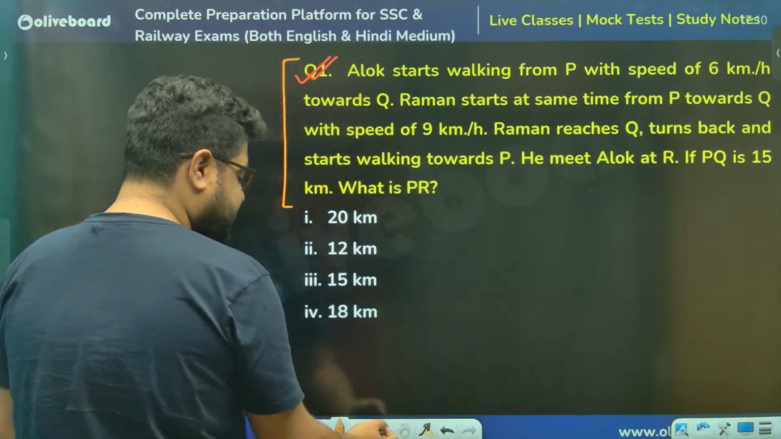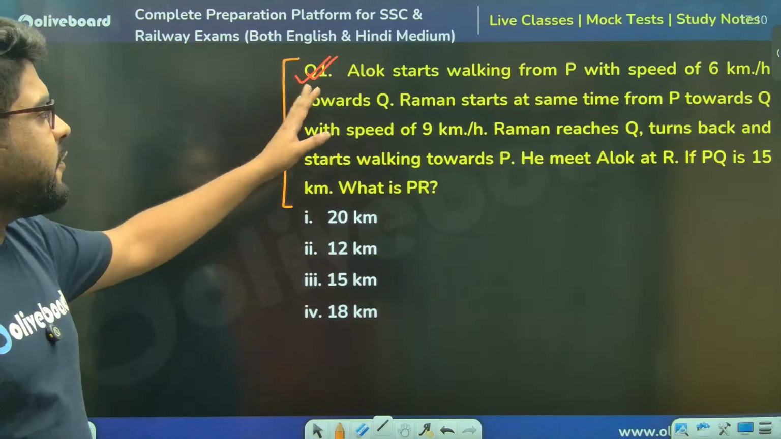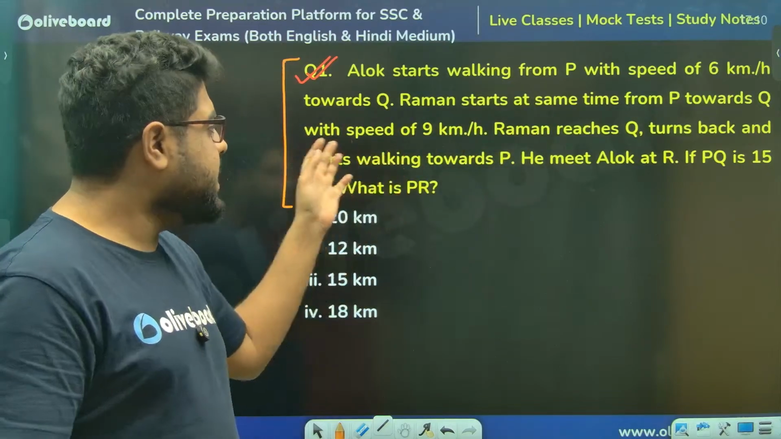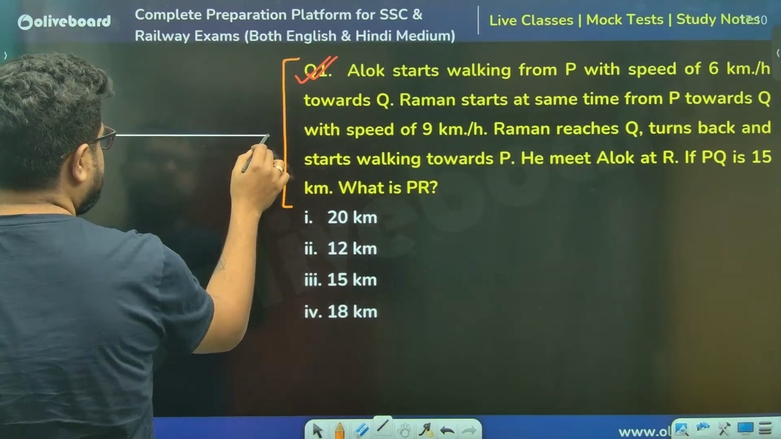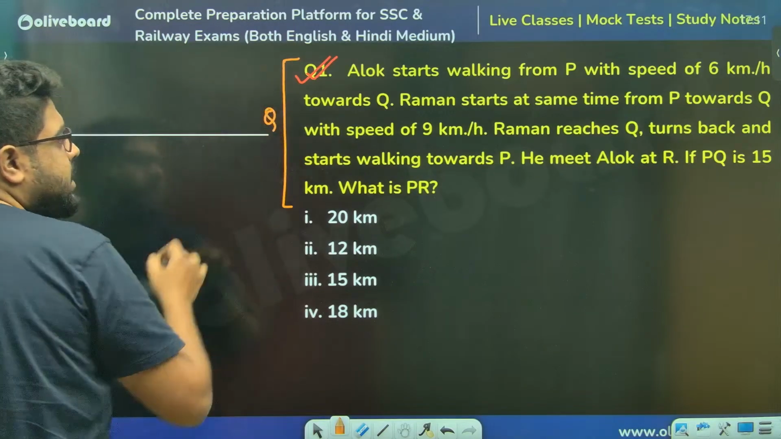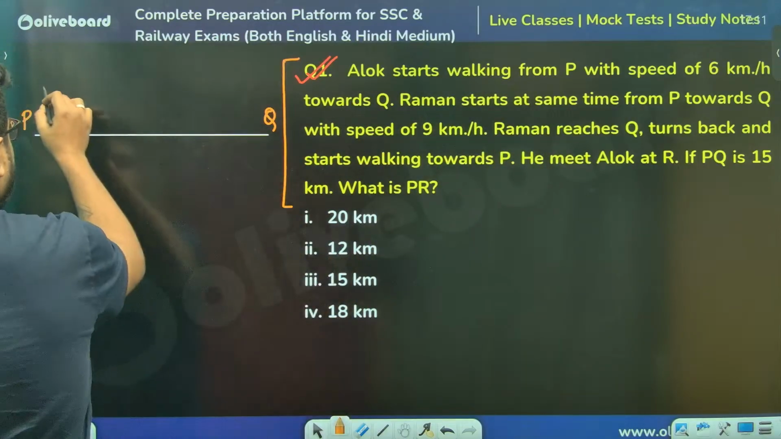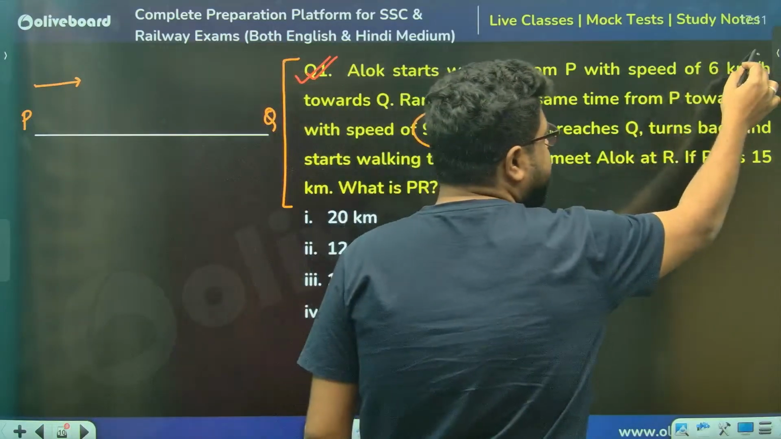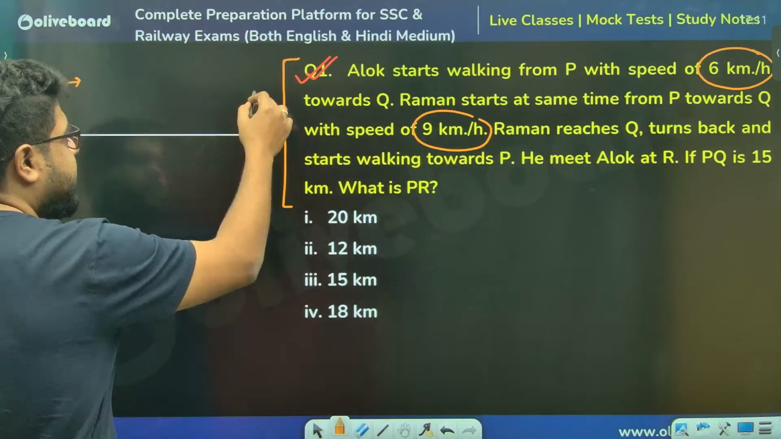Let's move into this question. Alok starts walking from P with a speed of 6. Raman started at the same time with some higher speed. Raman reaches Q, turns back and meets Alok. The situation is like this: this is P, this is Q. Both Raman and Alok have started at the same time from P to Q. Raman is moving with a speed of 9 and Alok with a speed of 6 kilometers per hour. Definitely the speed is more, meaning Raman will reach this point faster.